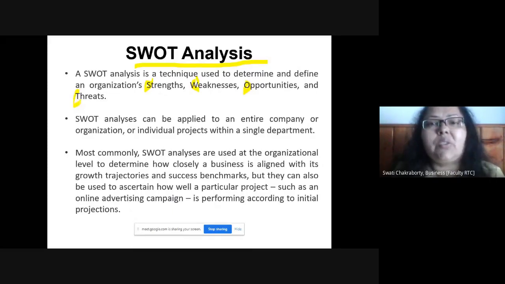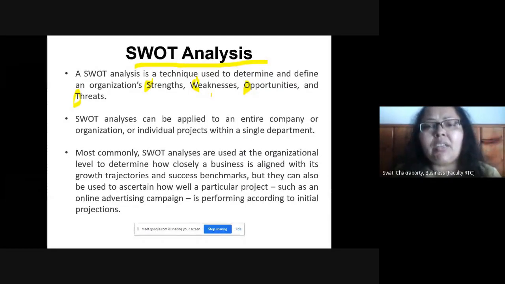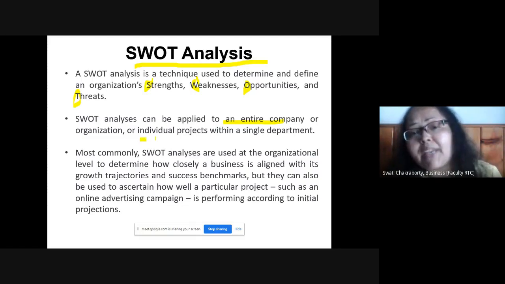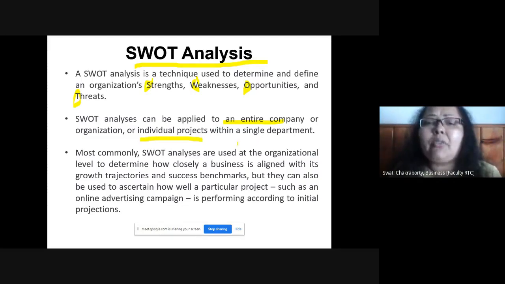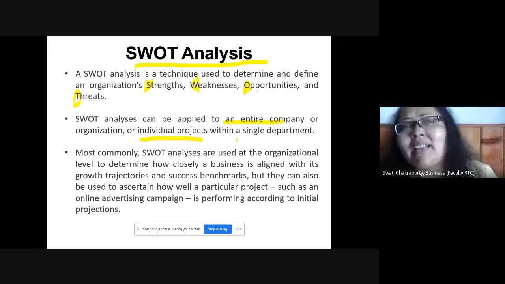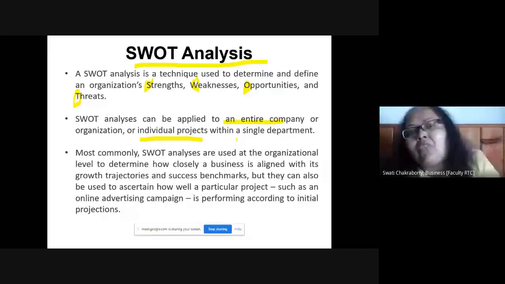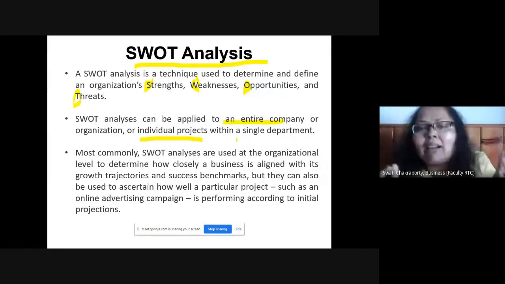It's a technique which is used by an organization. It could be used by the entire organization, it could be used for a project within a particular department, or in a macro perspective, it can be used also for analyzing the performance of an industry. I hope you know the difference between a company, organization, and an industry. Industry is a group of firms which are doing the same business. Say, when we say textile industry, all the companies or firms who are manufacturing textiles come under the textile industry. That's the difference between a firm and an industry.